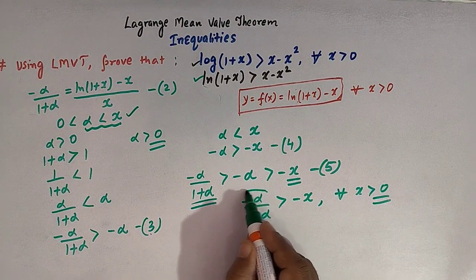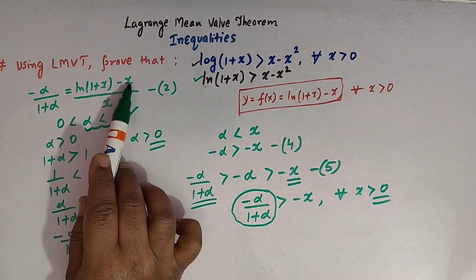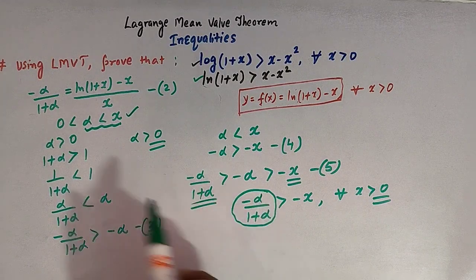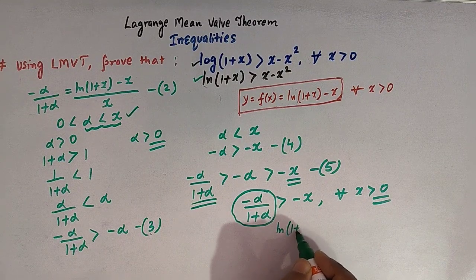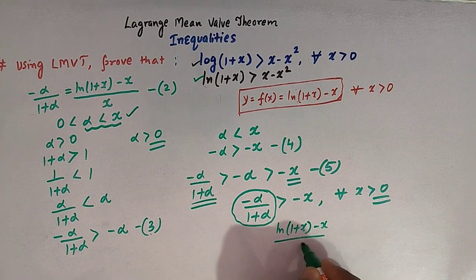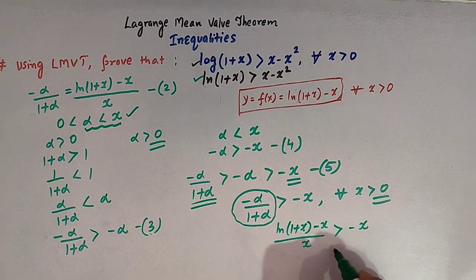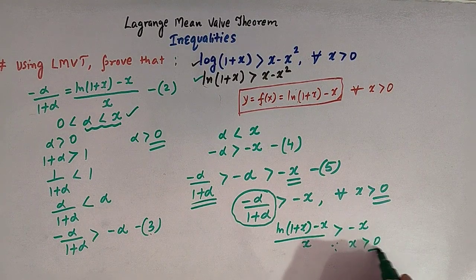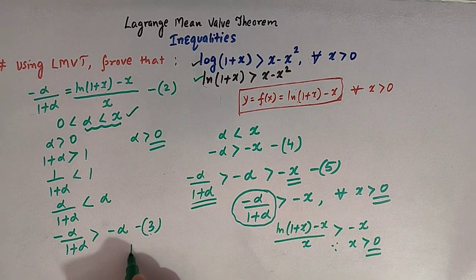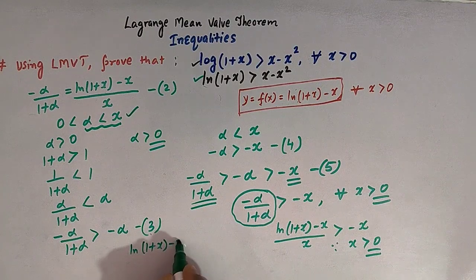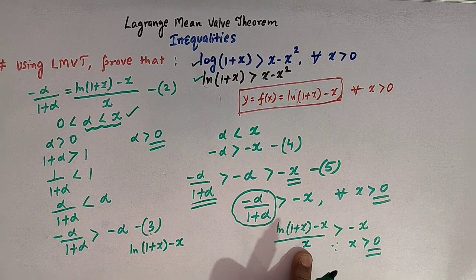So minus alpha over 1 plus alpha is now equal to (log of 1 plus x minus x) over x. So here we'll substitute this value, right? So what we will get? We'll get (log of 1 plus x minus x) over x greater than minus x, right? Now since x is greater than 0, right? So we can safely multiply both sides by x. So we'll have now log of 1 plus x minus x, and here once we multiply both sides by x, we can get rid of this x.